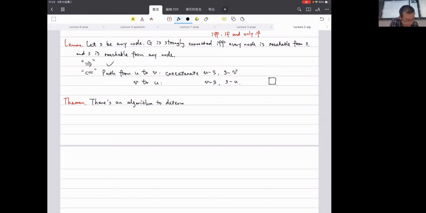Sure. If G is strongly connected, in O of m plus n time.